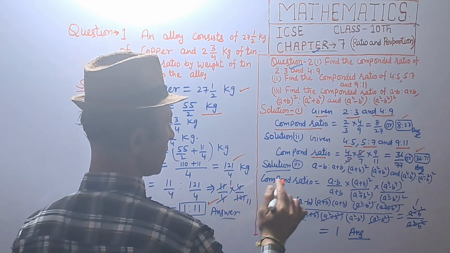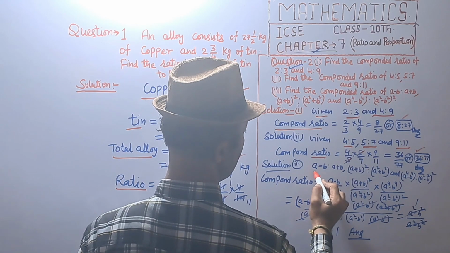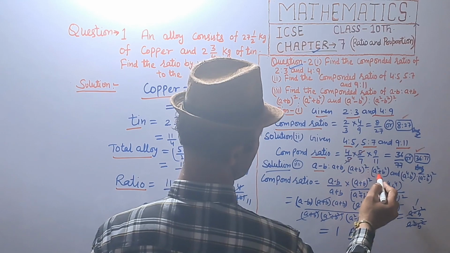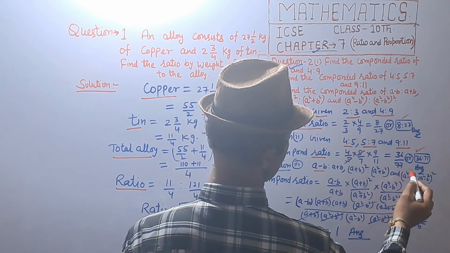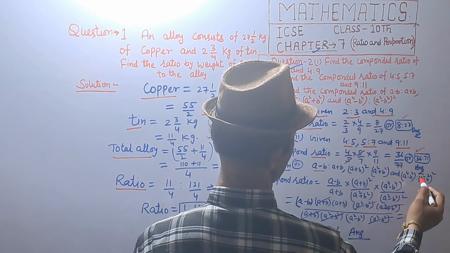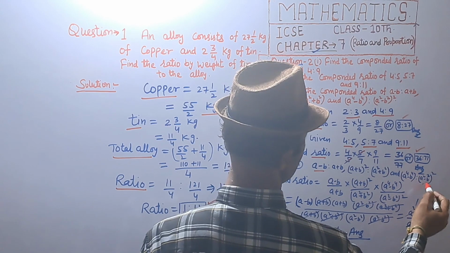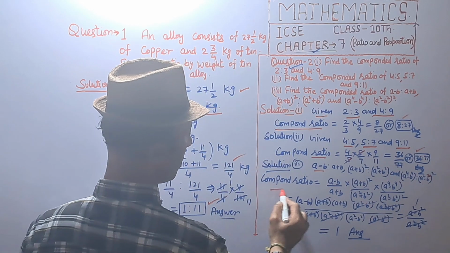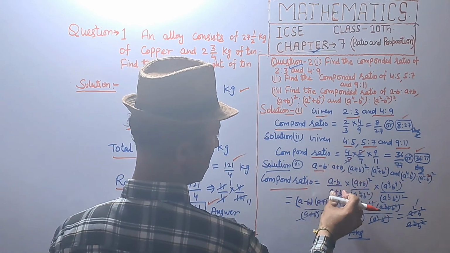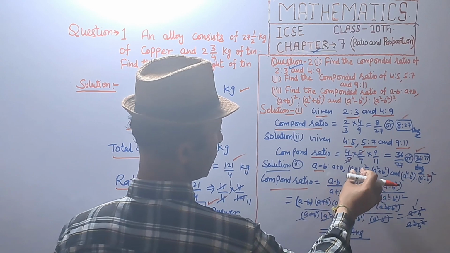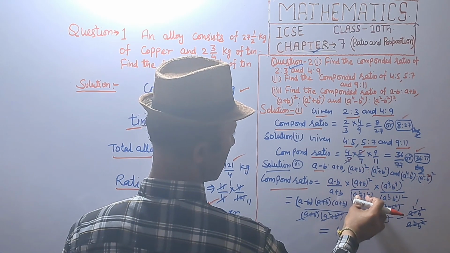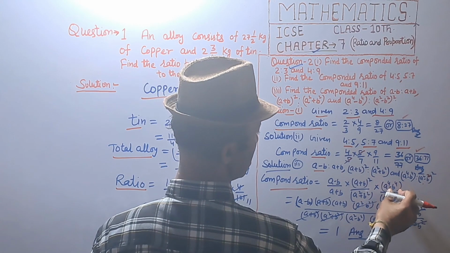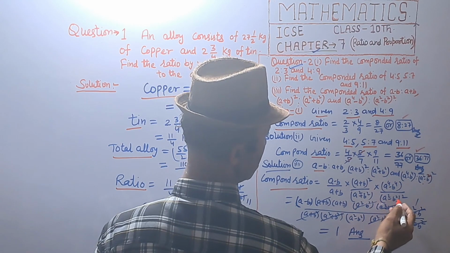And third part, given ratio A minus B ratio A plus B, A plus B square ratio A square plus B square, A raised to power 4 minus B raised to power 4 ratio A square minus B square raised to power 2. Compound ratio is equal to A minus B upon A plus B into A plus B square upon A square plus B square into A4 minus B4 upon A square minus B square whole square.